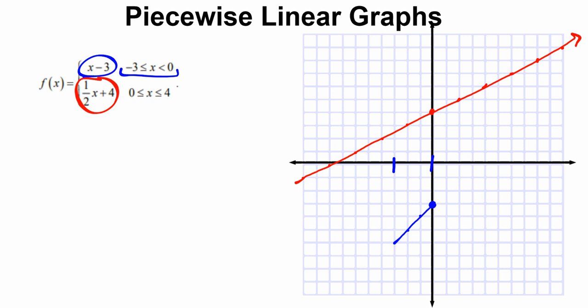Now the second part of this is that you see how there's a less than sign and not equal to at the 0, whereas at the negative 3 there is an equal sign. So it is equal at negative 3, so this would be a closed circle. But at 0, it has to be an open circle.